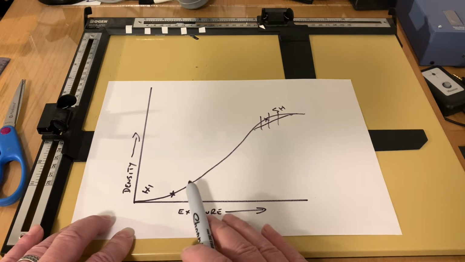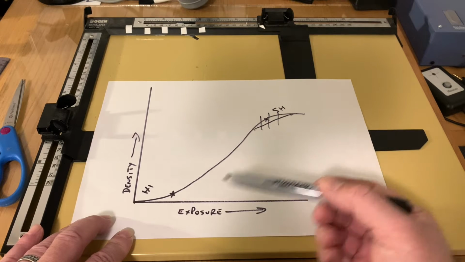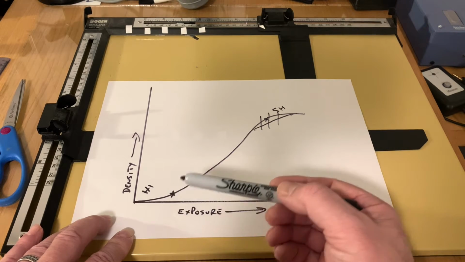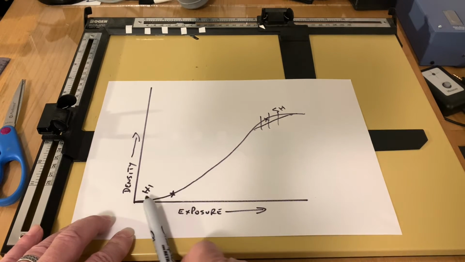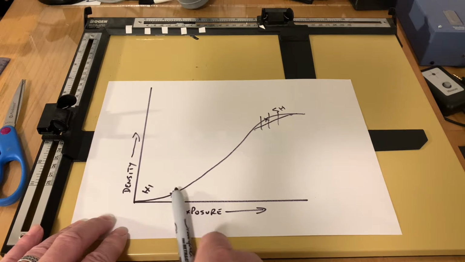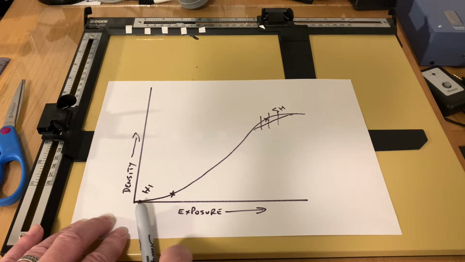I need to somehow persuade the paper to start giving me highlight detail earlier on. Well, of course that's impossible here. I can't change this area. I've still got this place where this initial exposure will not give me any density.